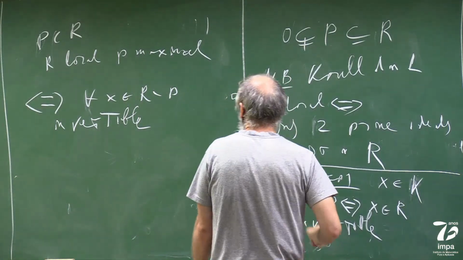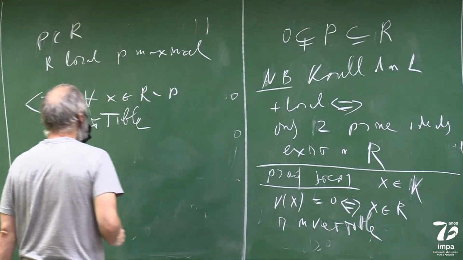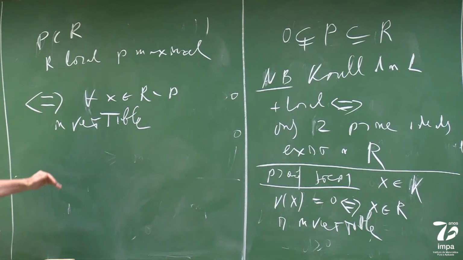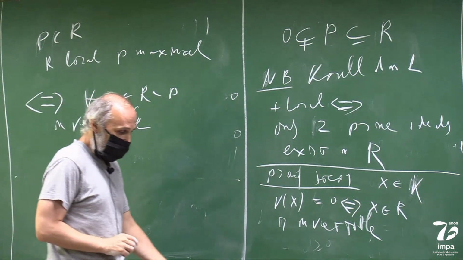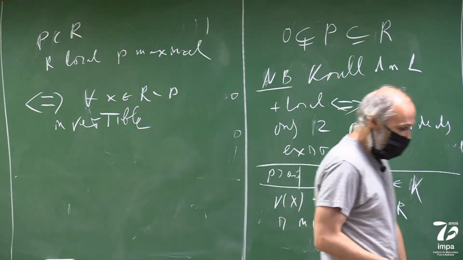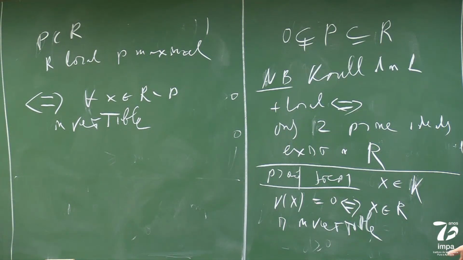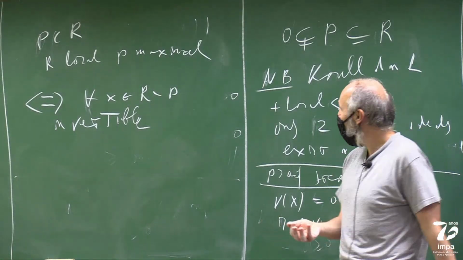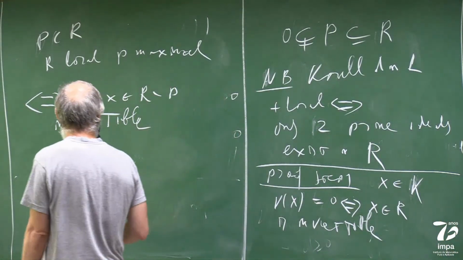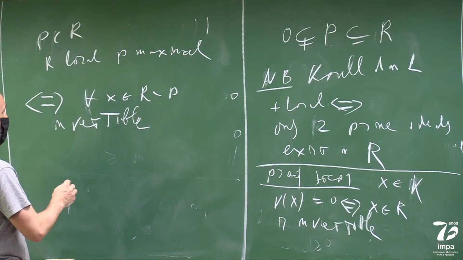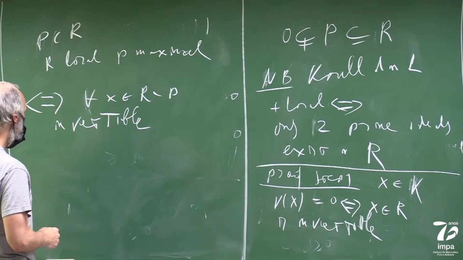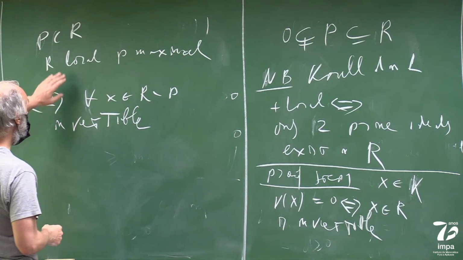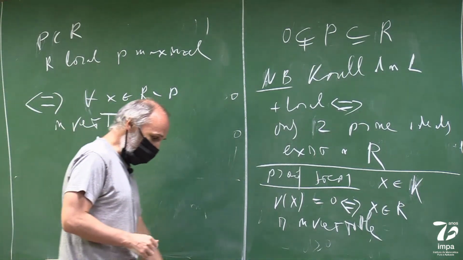Indeed, if the ideal is maximal, then all elements not in this ideal are invertible. Anyway, this is what we need to show.